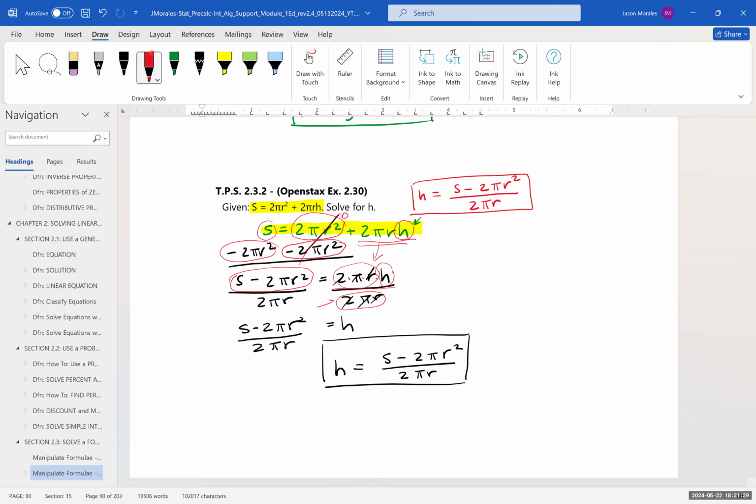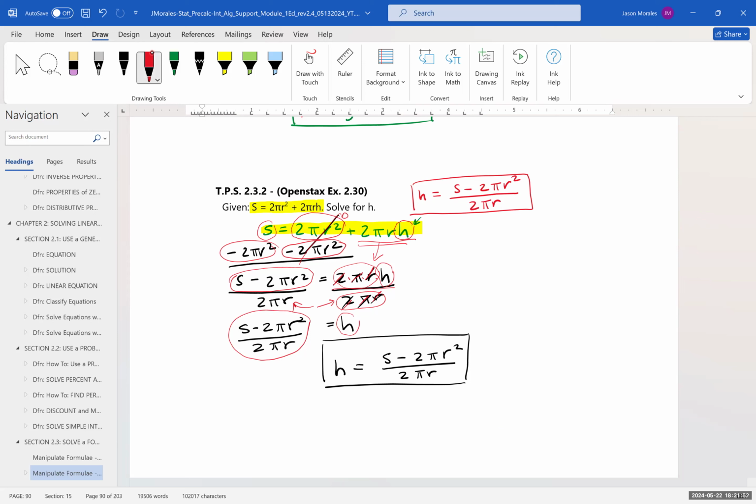And what we do to one side, we also have to do the other side. We also have to divide it by the same amount, 2 pi r. And on the right-hand side, the 2's cancel, the pi's cancel, the r's cancel, leaving us with just h. And on the left-hand side, we can't simplify that down, so we just have to leave that alone.